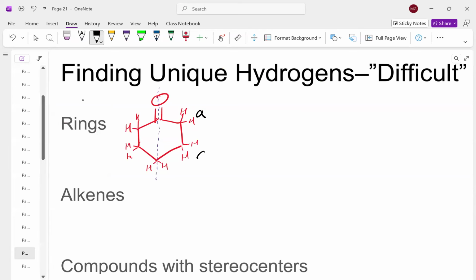I cannot call these A hydrogens because they're farther away from the carbonyl. But these over here are related by symmetry. And one way you can look at this is if I were to turn the molecule over, I'd have the exact same thing. So what I will call these hydrogens, I'll start calling them B. And just like with the A hydrogens, these over here are related by symmetry. And then these two hydrogens here, I'll call them C. So this would have three signals.